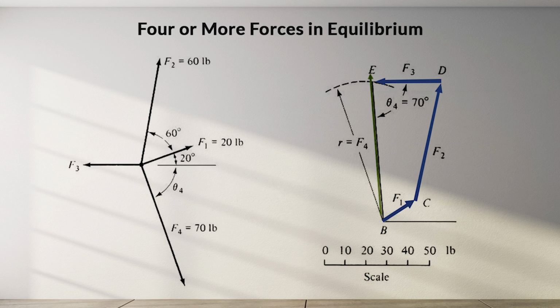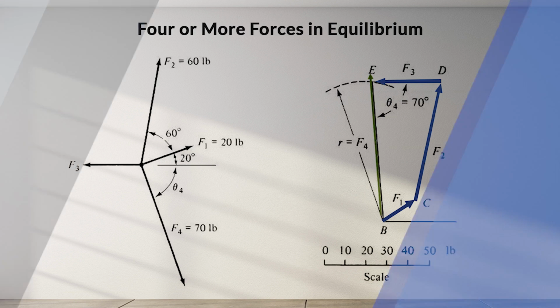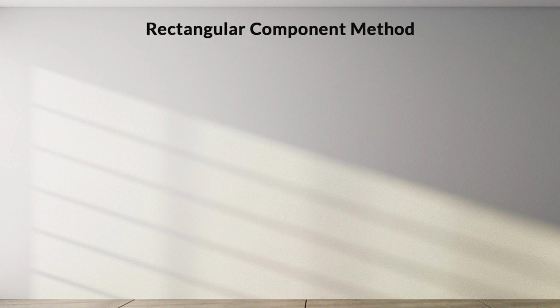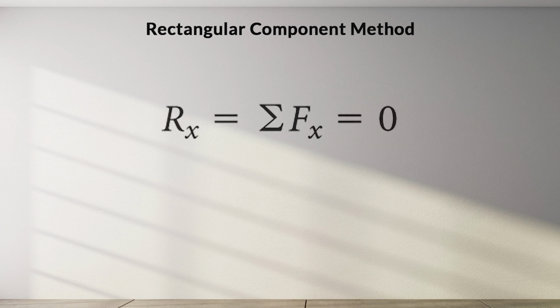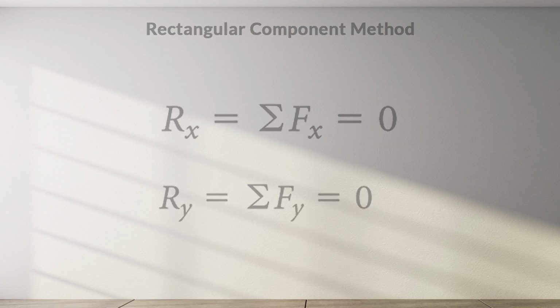Measuring obtains F3 equals 52 pounds, and theta, or the angle it makes, is 70 degrees. In the rectangular component method, each force is replaced by its x and y components. The resultant in the x direction, obtained by adding the x components of the forces, must add to 0. The resultant in the y direction, obtained by adding the y components of the forces, must also add to 0.